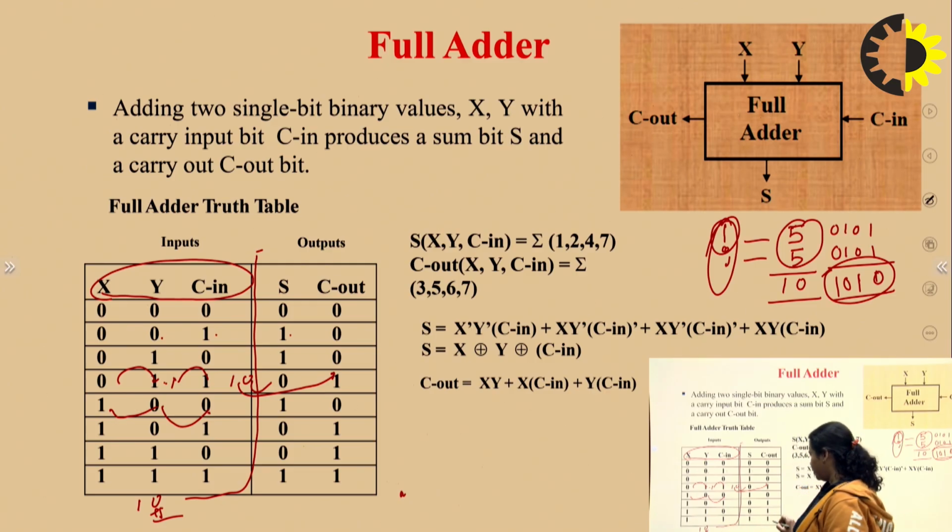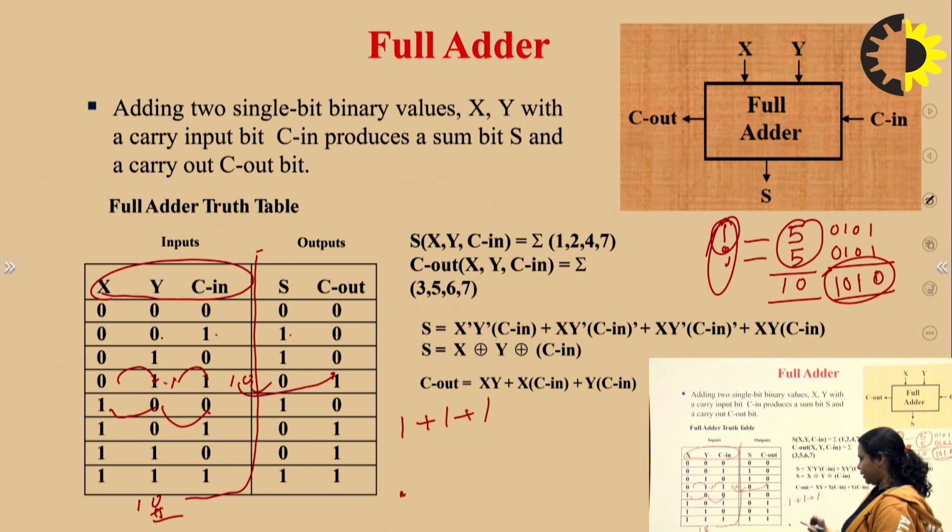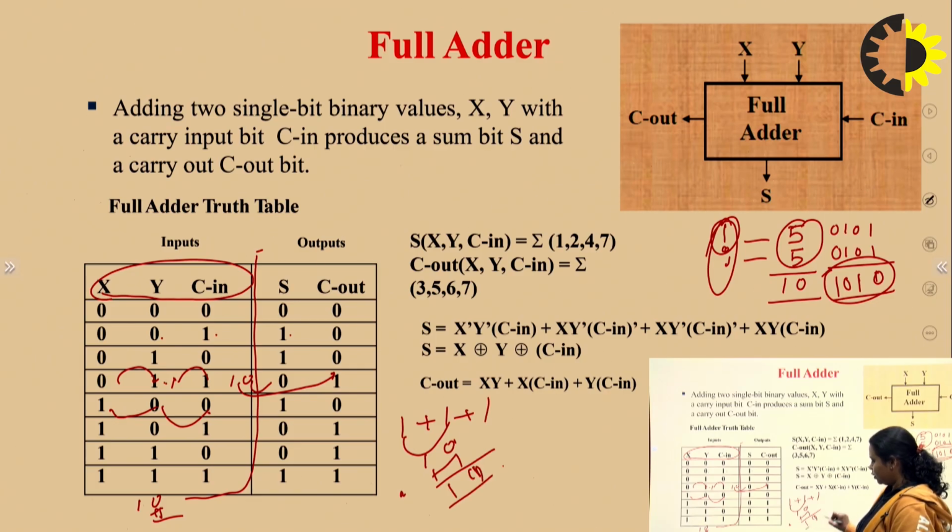Are you getting it? In the last case, 1 plus 1 plus 1, right? So first we will do the addition of 1 plus 1. 1 plus 1 is what? 2. 2 we can write like this, 1 0, right? Now 1 0 plus 1. So we will write 0 plus 1 is 1, and 1 1, right? So this one will go here and another one, the carry, will go here. Right, I think this is clear to you now.